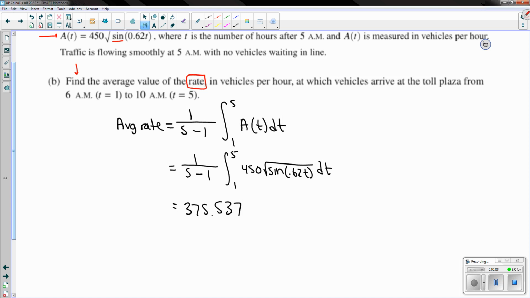So let's interpret our answer here. This value represents the vehicles per hour on average along that time interval. So this is our average rate.